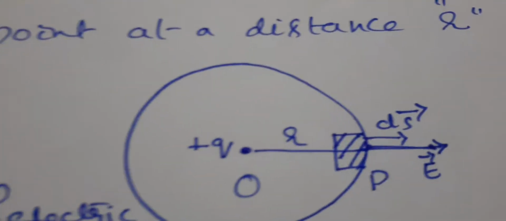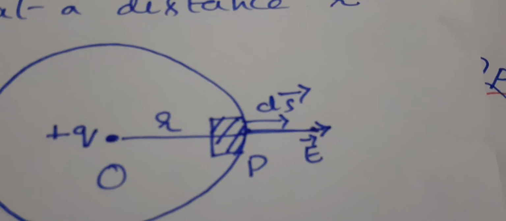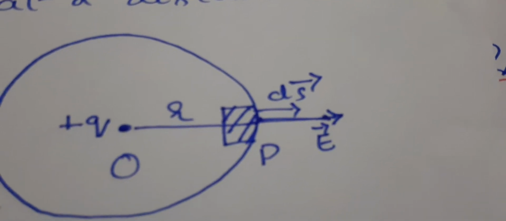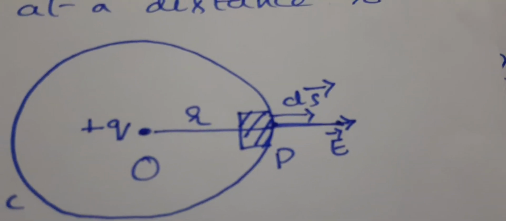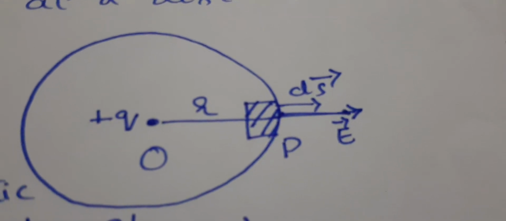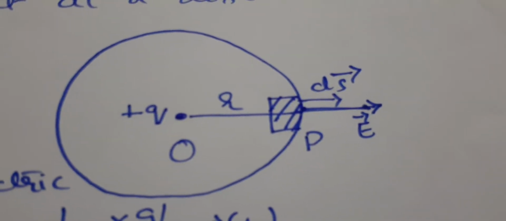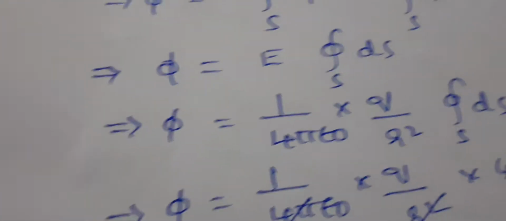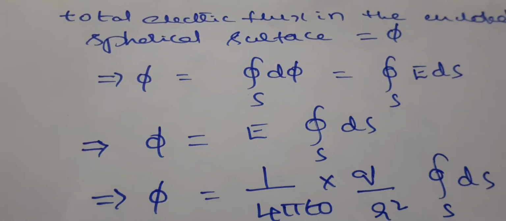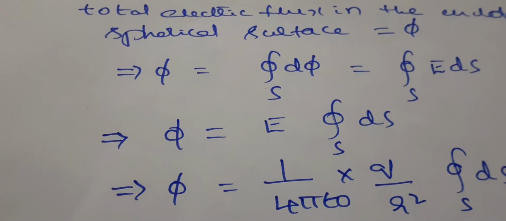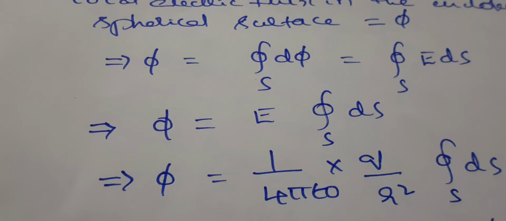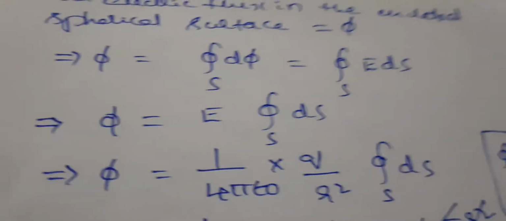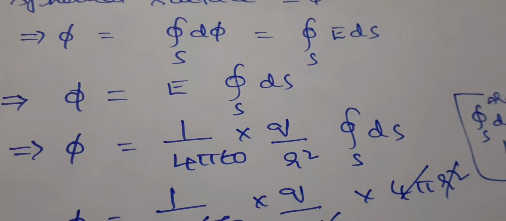So d phi is the small amount of electric flux present in the ds bar. Such small amount of electric flux is distributed throughout the closed spherical surface. That is why the sum of all d phi's is written. So phi is equal to surface integral of d phi, but d phi is given as E ds cos theta.